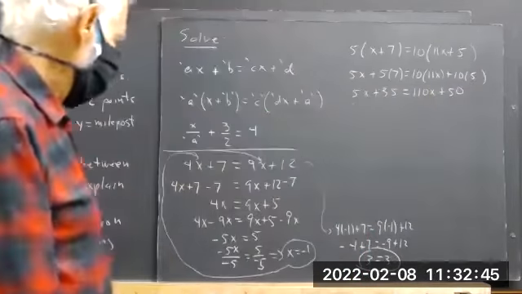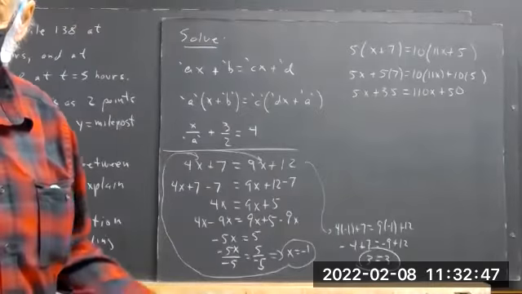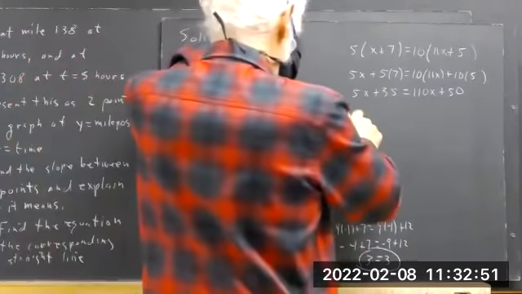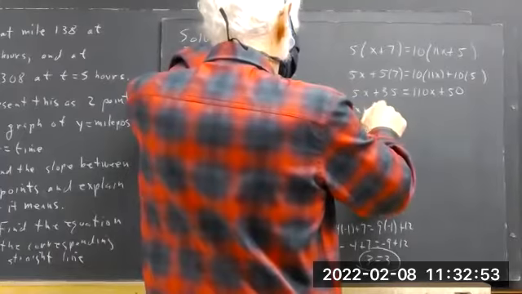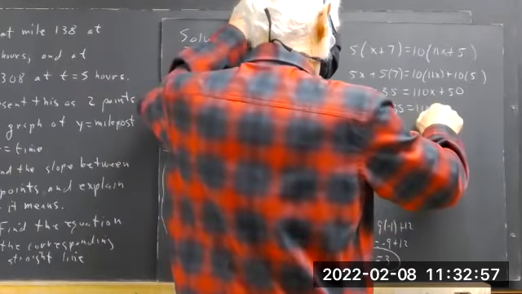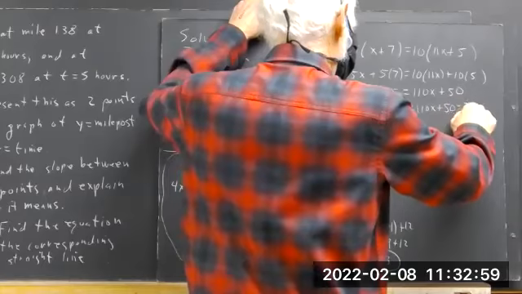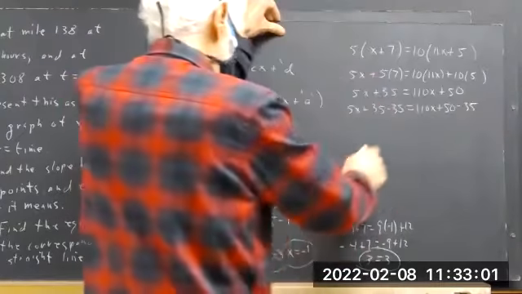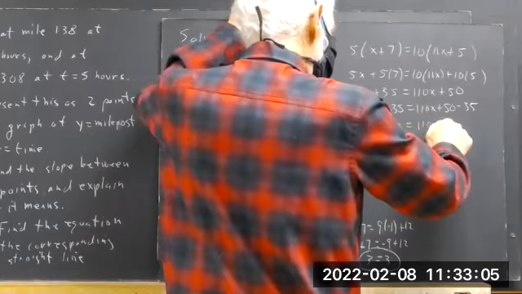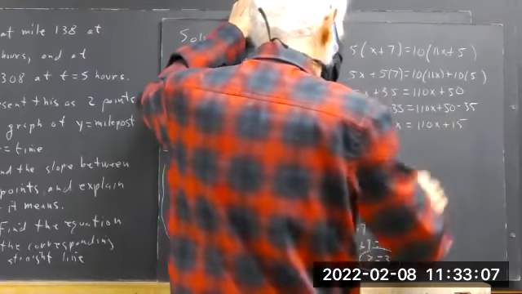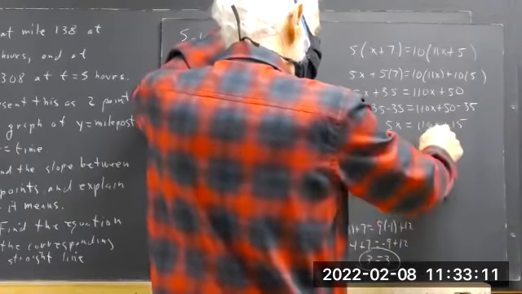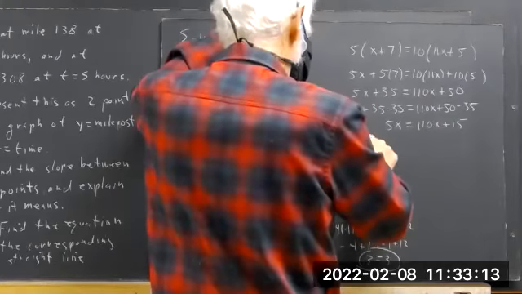So now we have an equation just like this one, and we do all the same things. So I'm just going to write it down kind of quickly. Subtract 35 from both sides, which gives us 5x equals 110x plus 15. And then we subtract 110x.